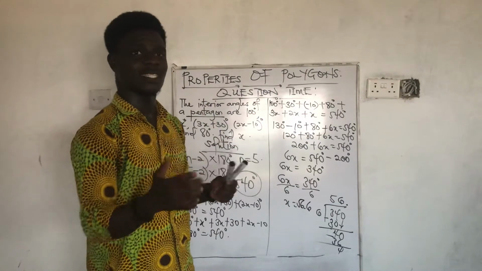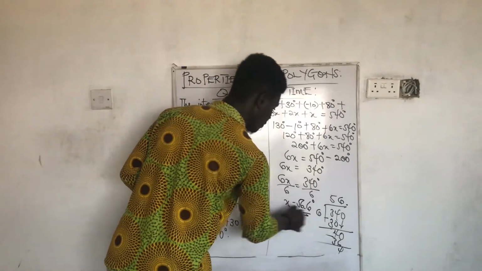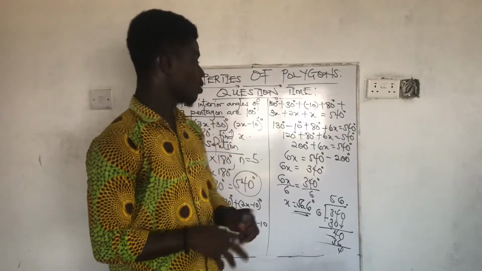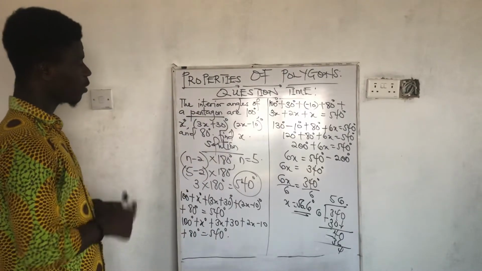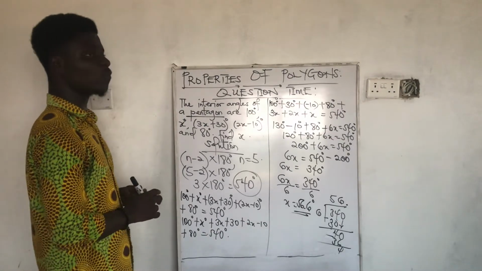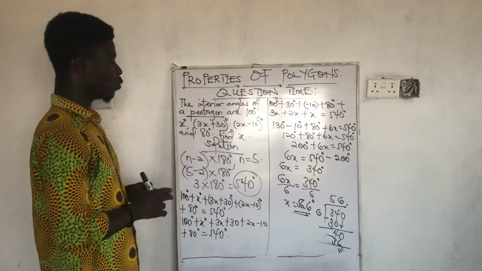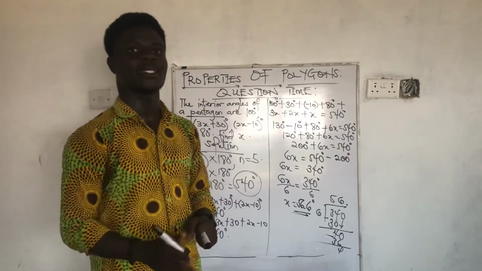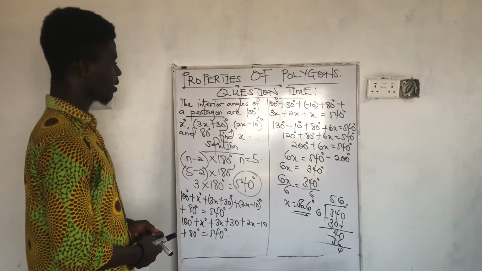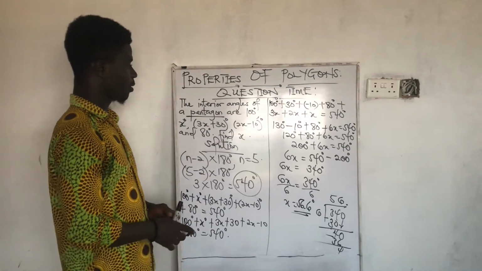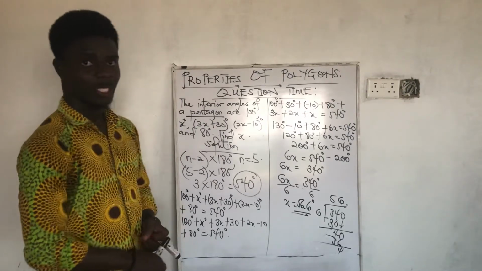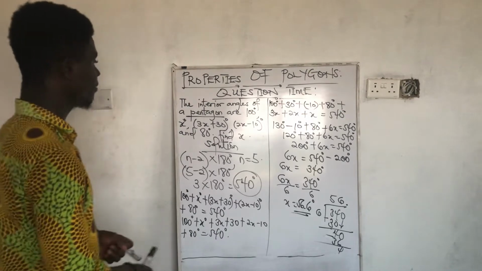56.6666. So 56.6 what? Degrees. So you'll get a repeating decimal, or recurring decimal. That's the solution for this question. So the value of angle x is 56.6 degrees. That's how this question is solved. You can look at it again.